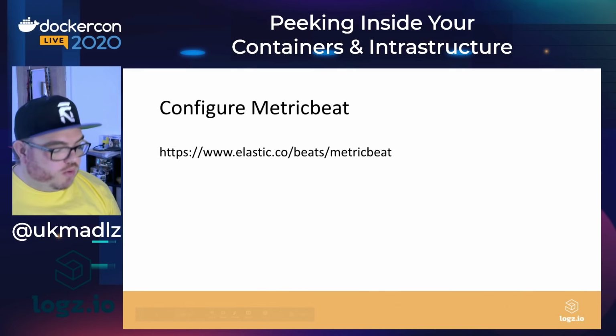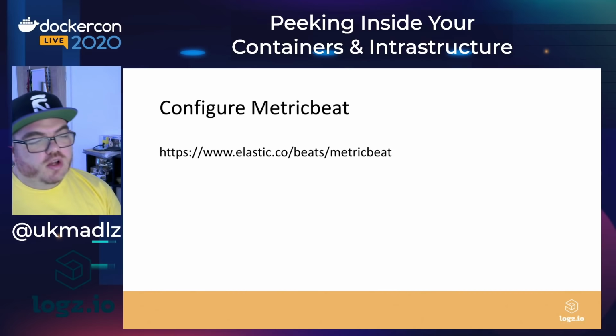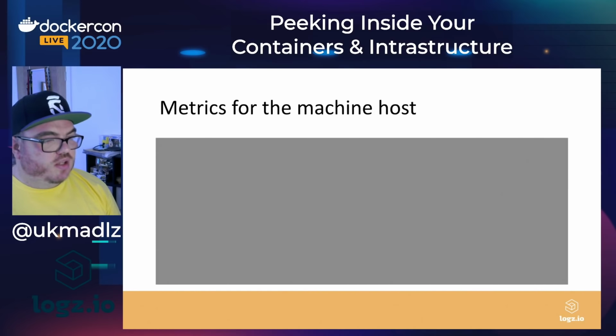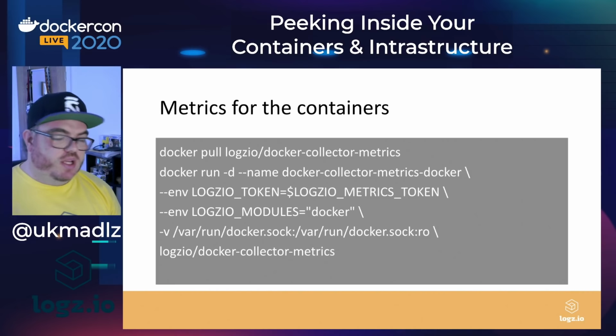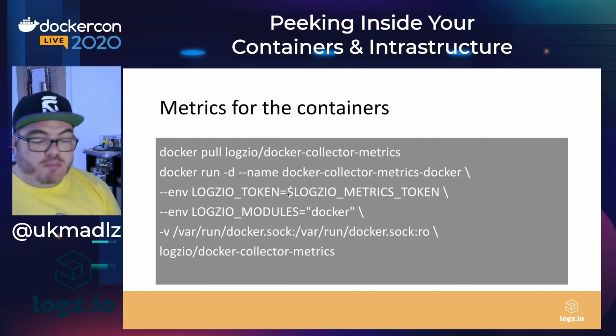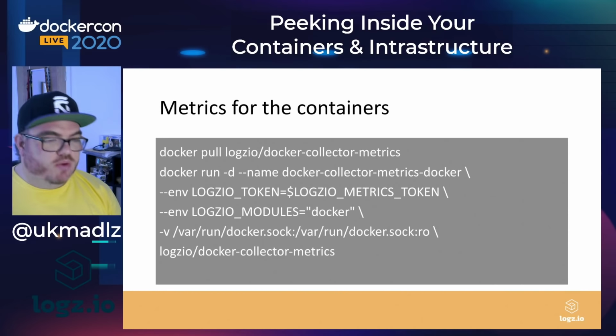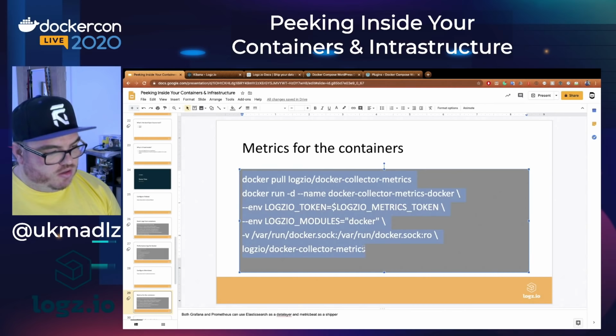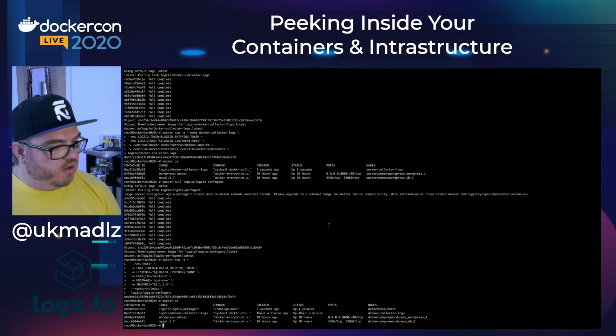Now, what about metrics? Well, we could configure Metricbeat. We could put this inside of the container itself, once again, or we could put it on the host and read off from there. But once again, we have the easy option, which is the metrics collector built by us. So we provide it our metrics token. Now, metrics inside of Logs.io are under a separate sub-account of your primary account, just so that you can keep your logging information and your metric information separate, just to make life a little easier. So I'll grab that, and we'll run that over here too.